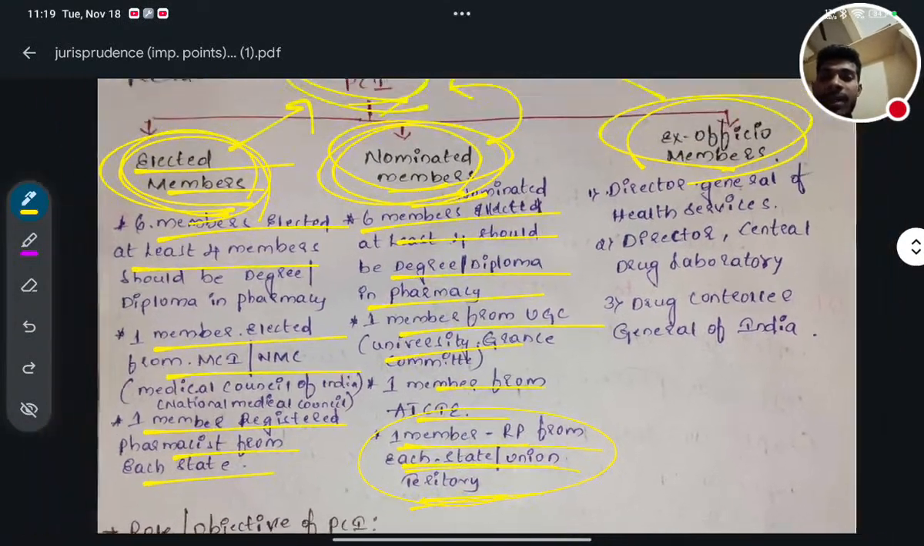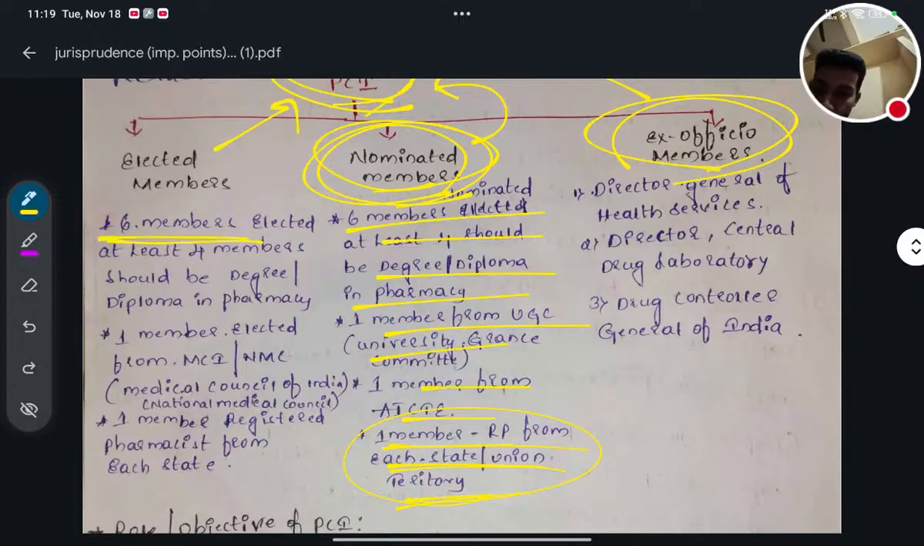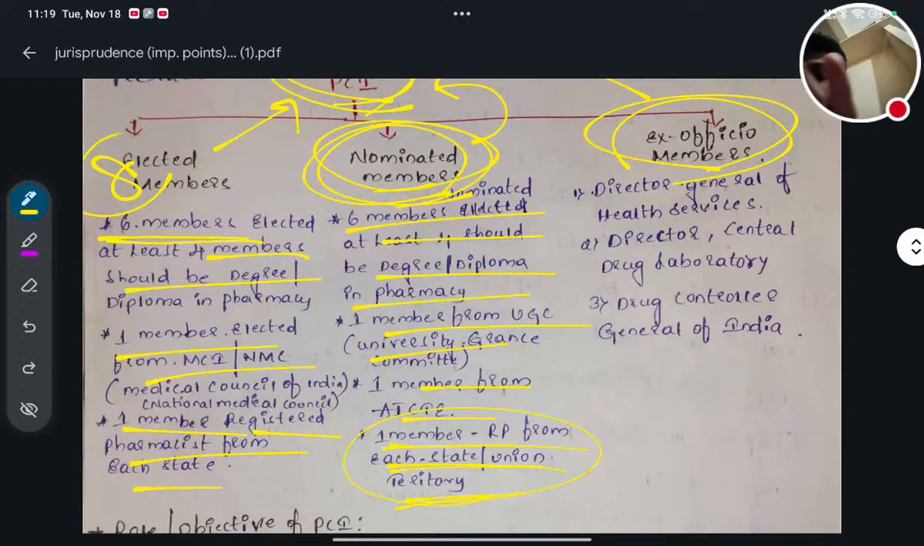So how many elected members? 6 members, at least 4 should have a diploma in pharmacy. 1 member elected from MCI, and 1 member a registered pharmacist. So how many members? 6 plus 2, 8 members. So you have to remember 8 elected members.